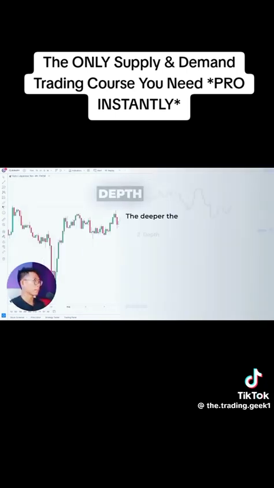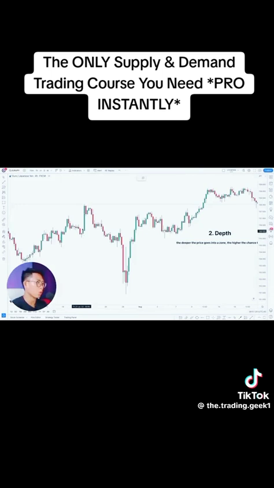The second factor is actually depth. The deeper the price goes into a zone, the higher the chance the zone will fail. That is the key here. The deeper the price goes into a zone, the higher the chance the zone will fail.